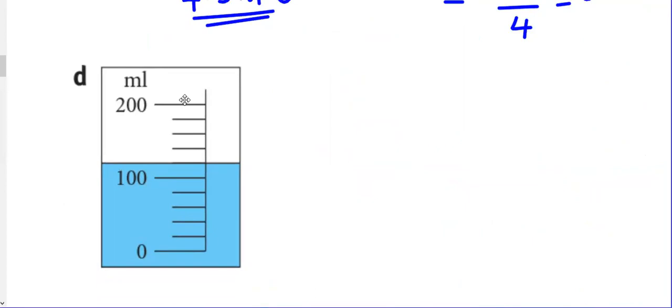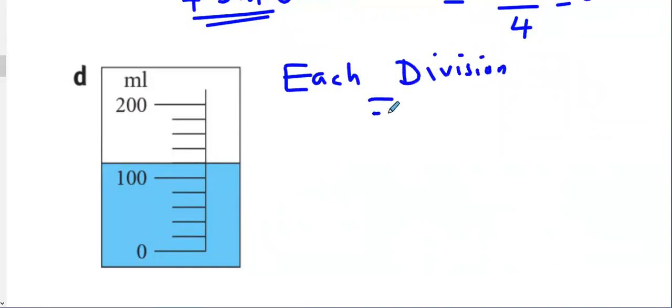We have part D there. It is a question on the meniscus. We have to read the volume of the water present in this container. There is no arrow, but what you're supposed to do is read the meniscus, that level. As you can see clearly, this level is between 200 and 100. So go ahead and calculate how much each division equals.